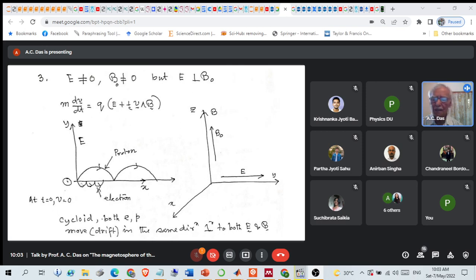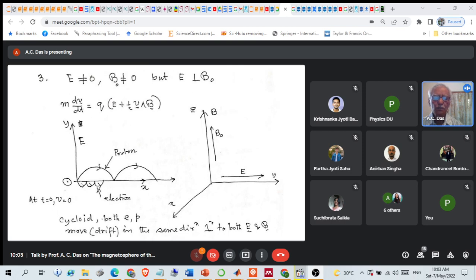In the left hand diagram, I put the y direction vertically, and B is coming out of the screen. So in this case, let's describe physically what happens. Suppose you start off with a particle with, say, no velocity.